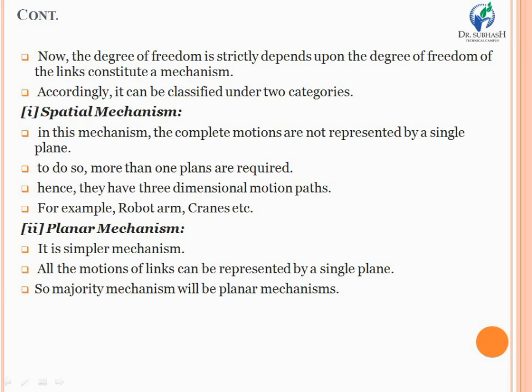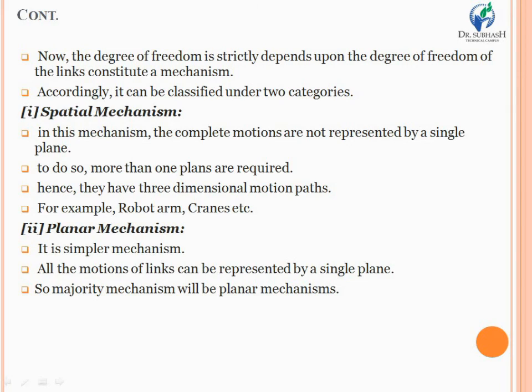Now if we are talking about spatial and planar mechanisms, then in a spatial mechanism the complete motion is generally not represented by a single plane. So more than one plane is required, and that's why 3 planes of motion are required for a spatial mechanism. This type of mechanism is generally used, for example, in robot arms and cranes, in which 3 planes are required for complete identification of the machine component.